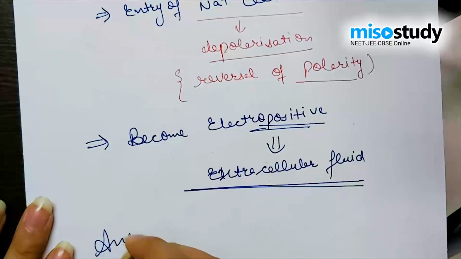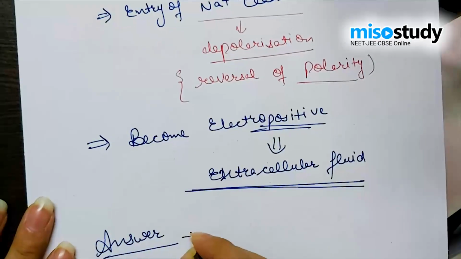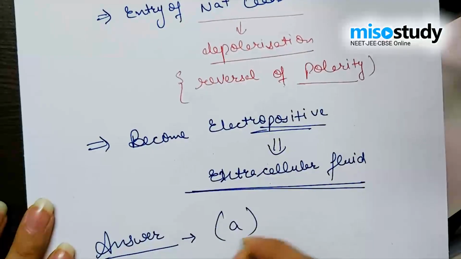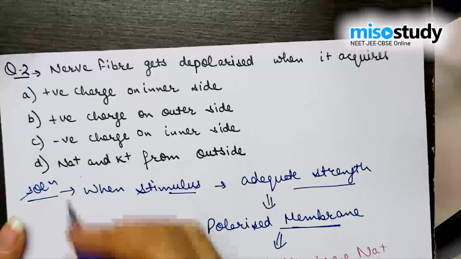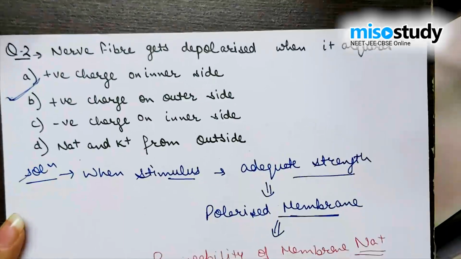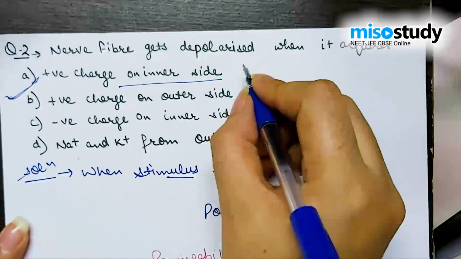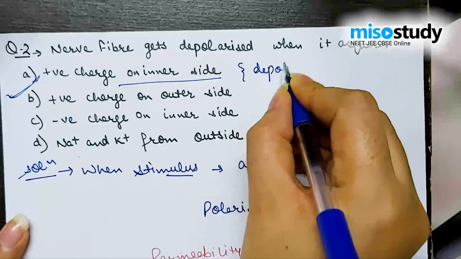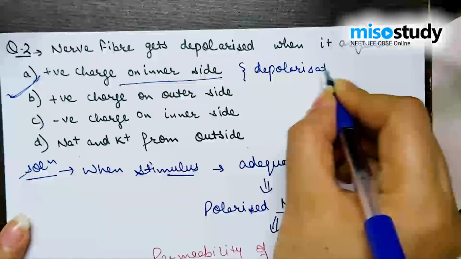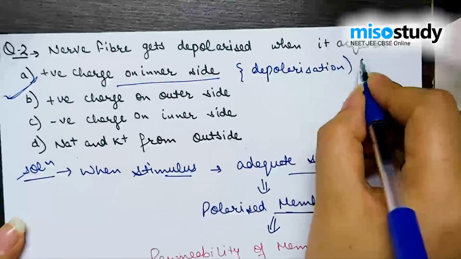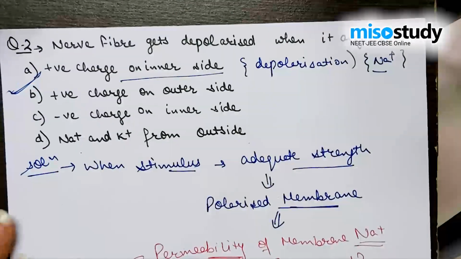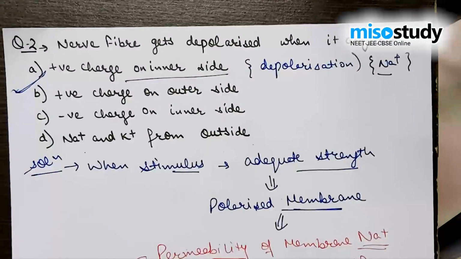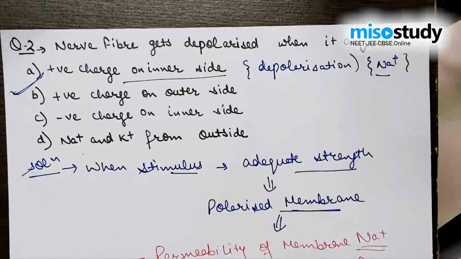So according to the discussion, we got to know that the right answer is option A. Option A is the right one in this case. Let's mark the right option, that is, positive charge on inner side, and that positive charge is maintained because of depolarization, with more and more Na plus ion influx in the cell. So this is all about the second question of neural control and coordination.